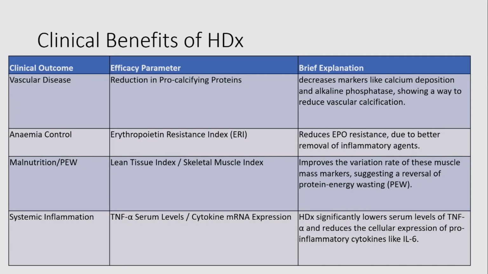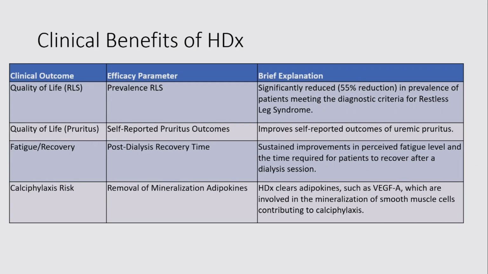Coming to clinical benefits, it has been found to have a positive impact on vascular disease by reducing vascular calcifications. It reduces the erythropoietin resistance index and improves nutrition. There is reduction in systemic inflammation by way of reducing TNF alpha levels and other cytokine levels. There is improved quality of life, as evident by reduced prevalence of restless leg syndrome, decreased self-reported pruritus, and improved post-dialysis recovery time. It also reduces mineralization of adipokines and reduces the risk of calciphylaxis.